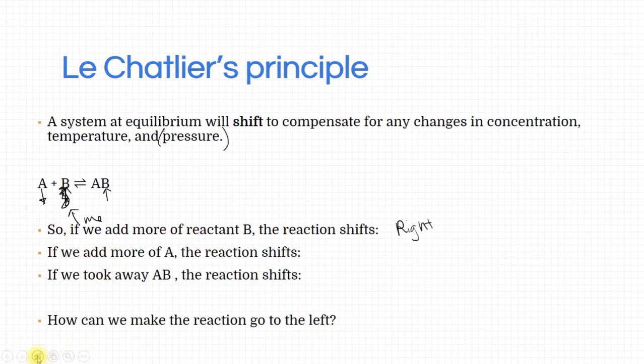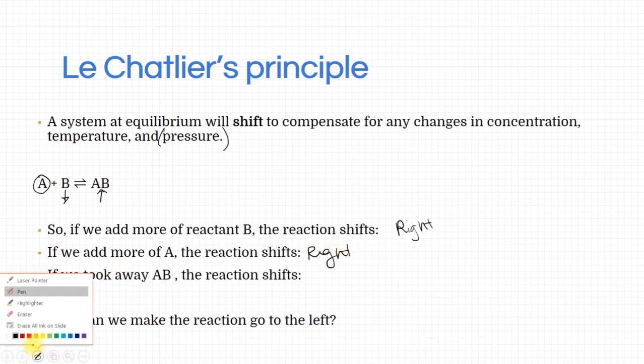Similarly, if I added a bunch of A, that's still adding a reactant. So the same thing happens, right? If we increase this one, and I got too much of it, I'm going to react it with the B and produce some AB. So it still shifts right.